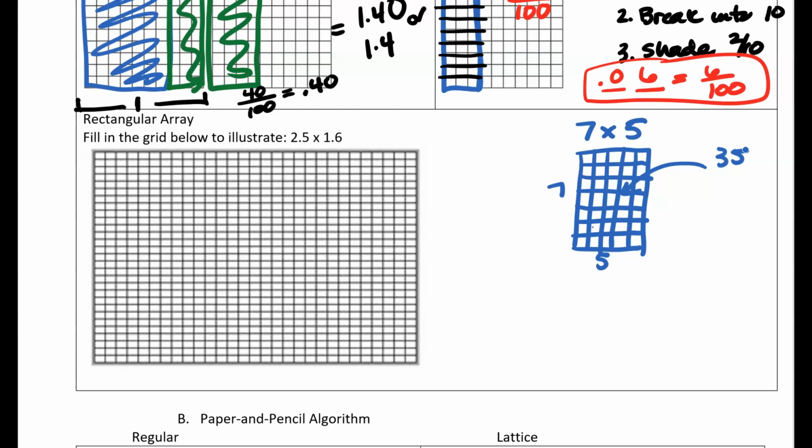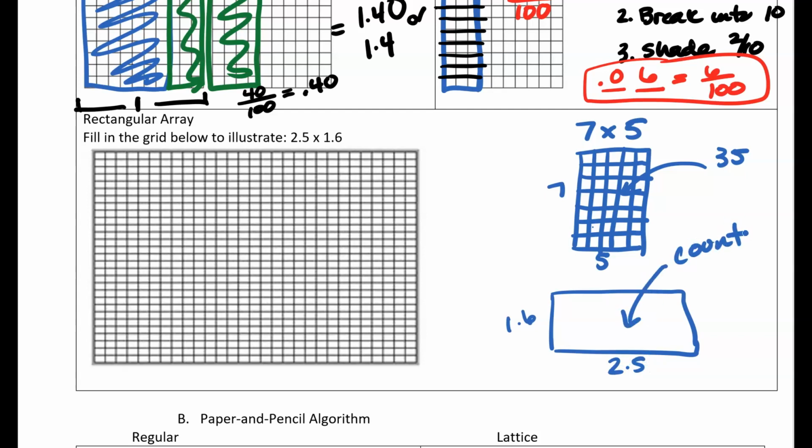So I'm going to do the same thing here. I'm going to draw a rectangle that's 2.5 in one direction and 1.6 in the other. So it's going to look kind of like this. And then I'm going to count what's on the inside, and that's going to give me my answer. So the first question is, well, how do I draw 1.6? How many boxes up do I need to go for 1.6?